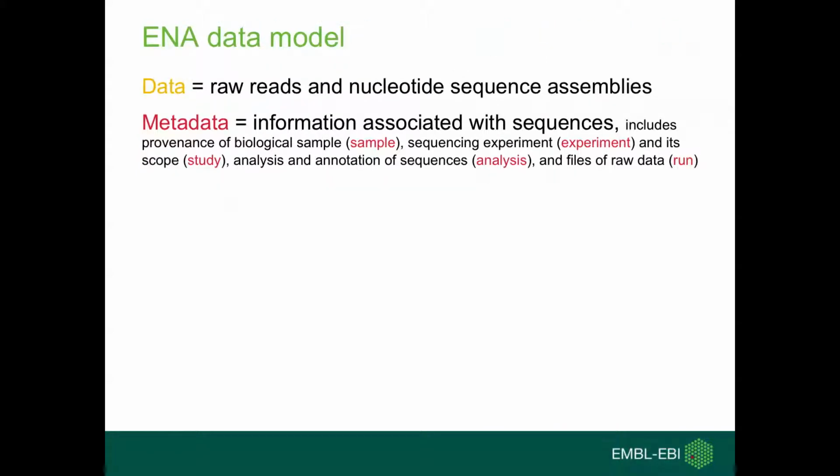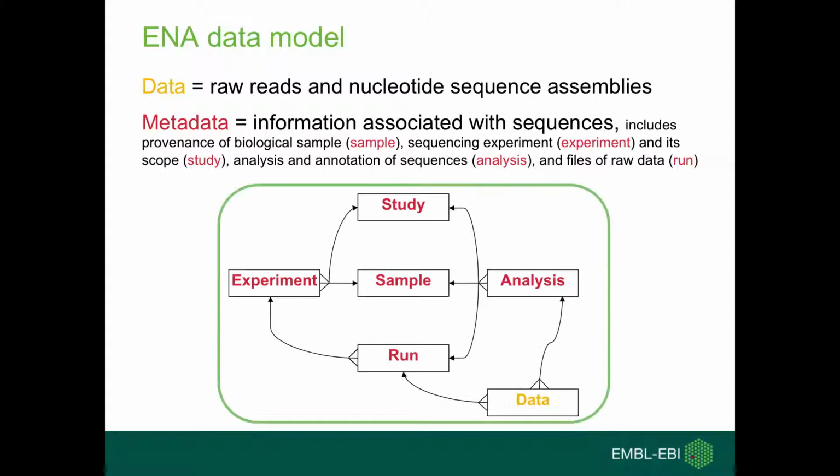In summary, the ENA data model consists of data, which are raw reads and nucleotide sequences, and of metadata, which is information associated with the molecular data. Metadata describe provenance of a biological sample, a sequencing experiment, its scope, its analysis, and raw data reads. Every object of the data model needs to be described in a standardized way in order to ensure the whole sequencing project is meaningful and reproducible.